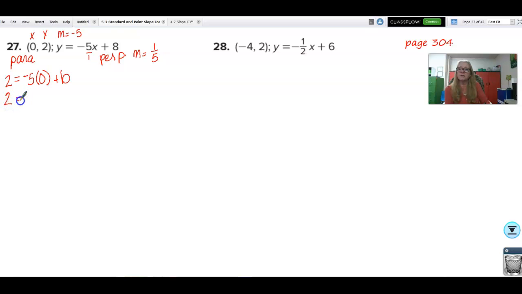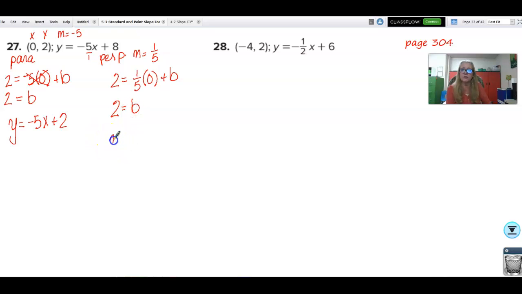Negative 5 times 0 is 0. So this is a shortcut right here, because that's going to be 0, so b is 2. So our equation for our parallel line would be y equals negative 5x plus 2. That's our parallel line. For the perpendicular line, we would substitute 2 for y, 1/5 for m, 0 for x, plus b. We get again 2 equals b. So the perpendicular line would be y equals 1/5 x, and it would still be plus 2. That would be perpendicular.